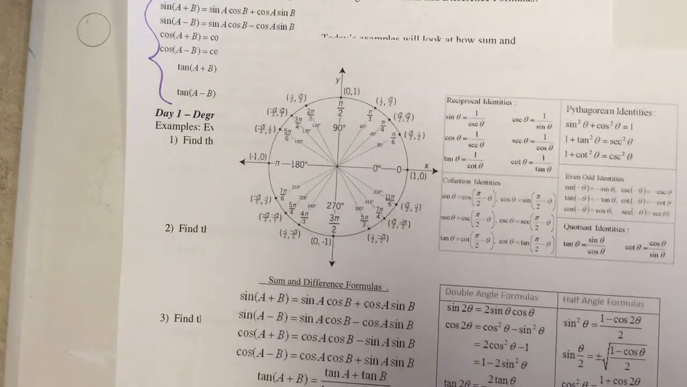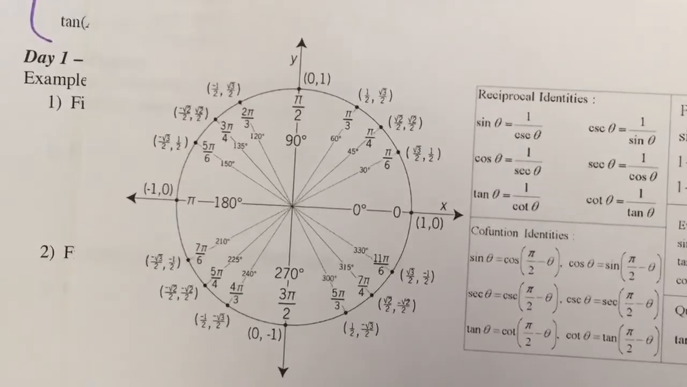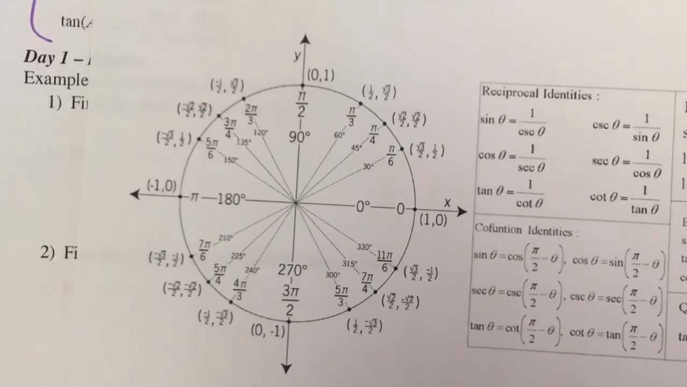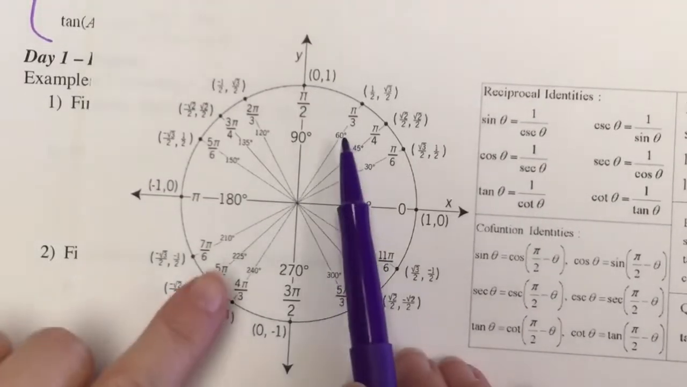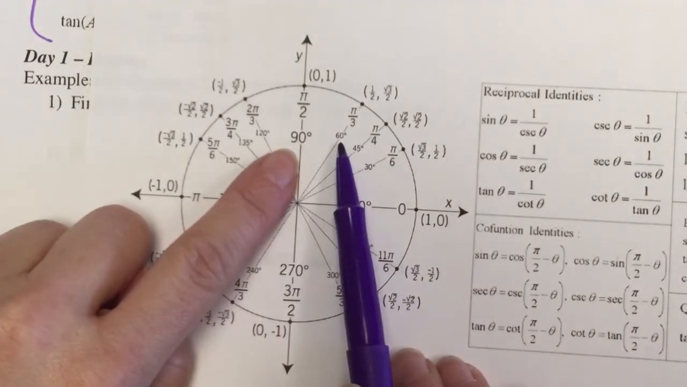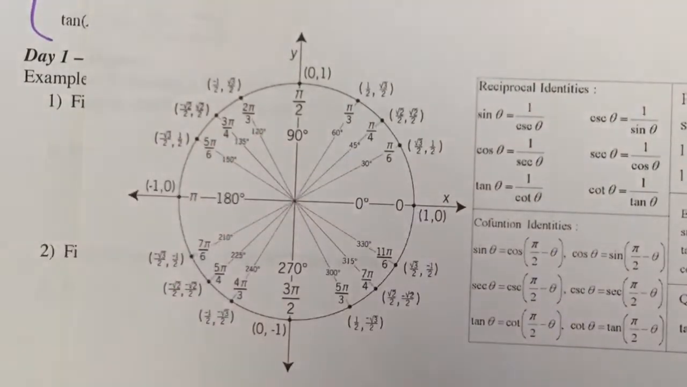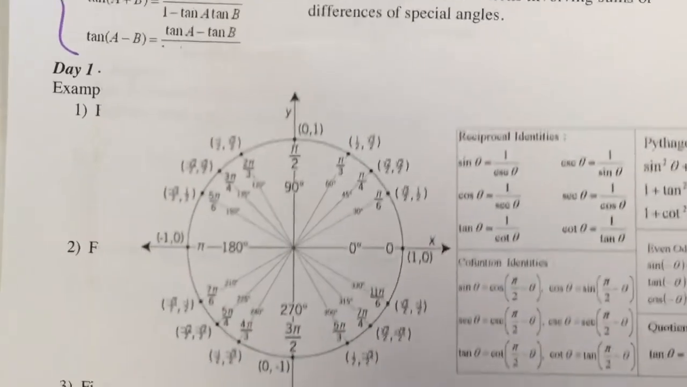So you're excited and you're looking at your unit circle and you're like, hey, cosine of 75. Crap, there's a 60 and there's a 90, but there's not a 75. So I cannot just simply look at the unit circle and take the x value like I would have been able to in the past. That's where these sum and difference formulas are going to come into play.